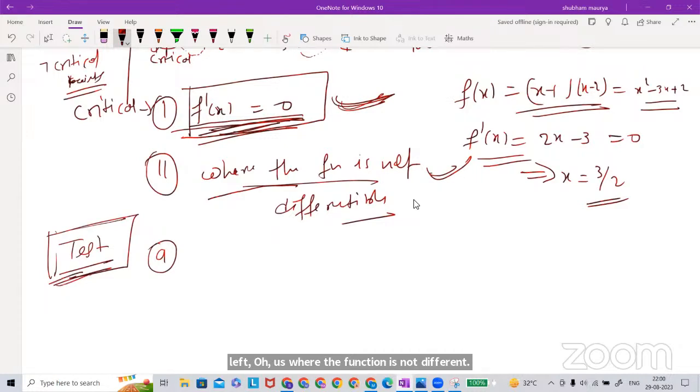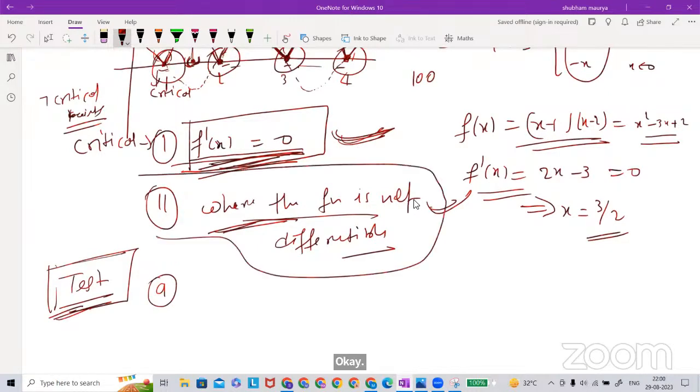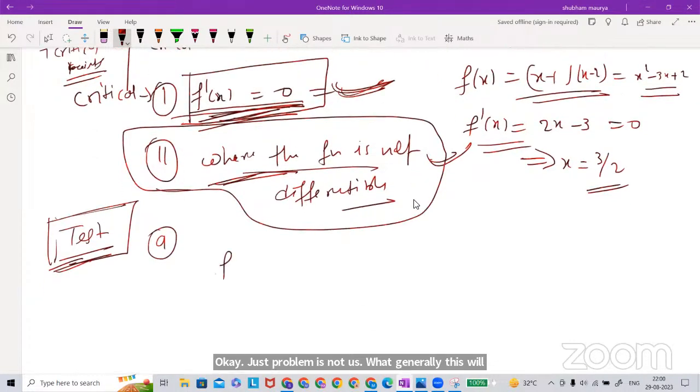So the test is only for this one. And for the other one, we have two graphs. This problem will not generally be asked, but this will generally be enough to deal with it. So what is the test? The test is to just differentiate a second time.